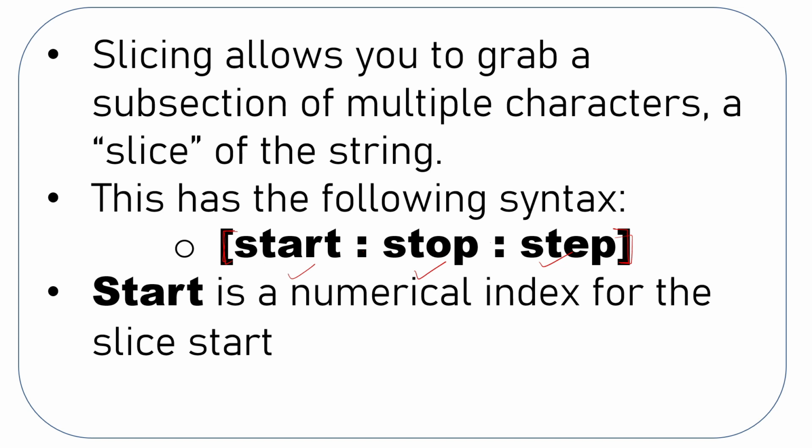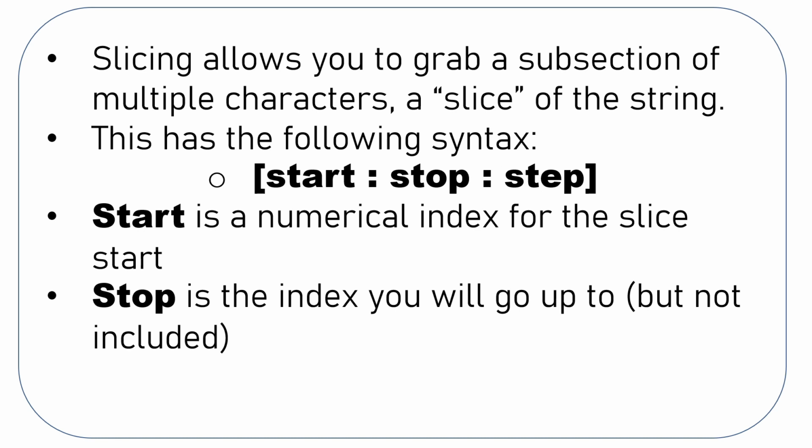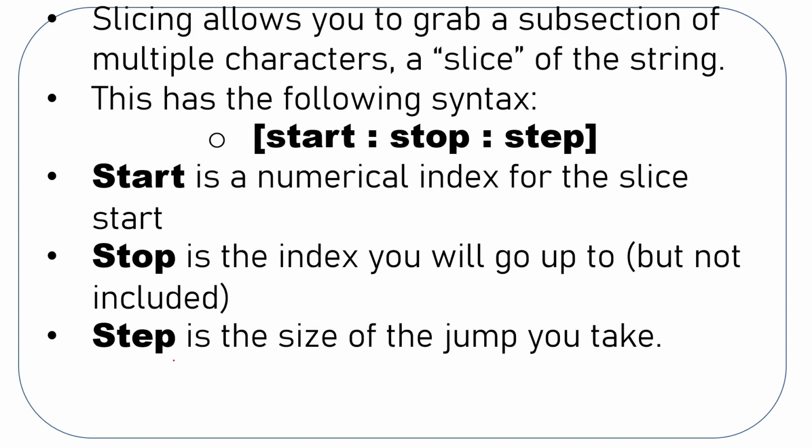So here, start is going to be what? Start is going to be the numerical index of the slice start. And stop is the index you will go up to but not include. That's an important note here, and we are going to really focus on that in the examples we will see in just a bit. And next is step. Step is the size of the jump you take from start to stop.